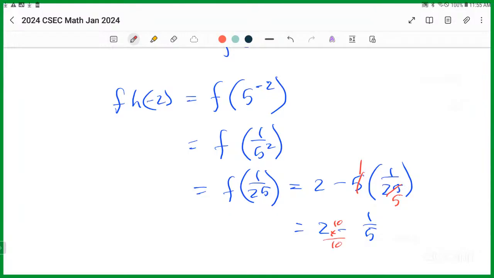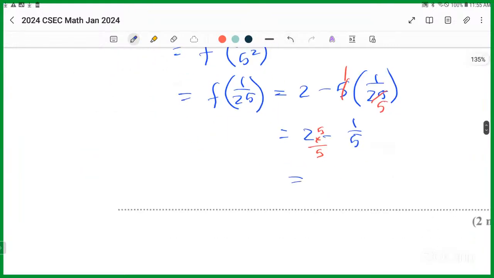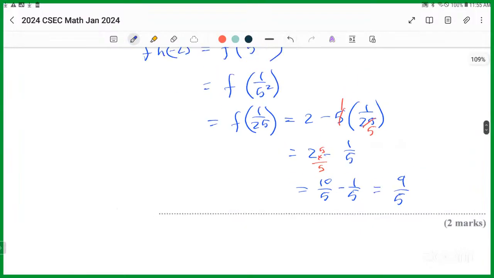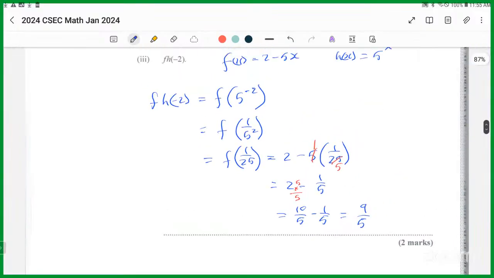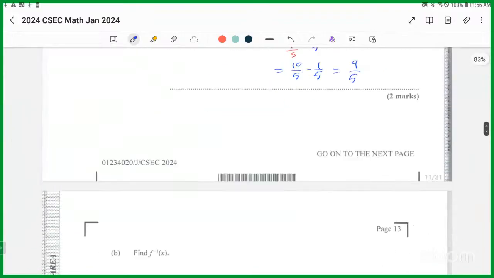No, not 10 over 1, this is 5 over 1. So multiply it by 5, sorry, and divide it back by 5. So it becomes 10 over 5. So this reduces to 10 over 5, that's what the 2 is, minus 1 over 5. 10 minus 1 is 9, so it's 9 over 5. And that is the answer for that one. Okay with that? Yes, sir. That's a yes? Yes, sir. Alright. Let's move to the next part.